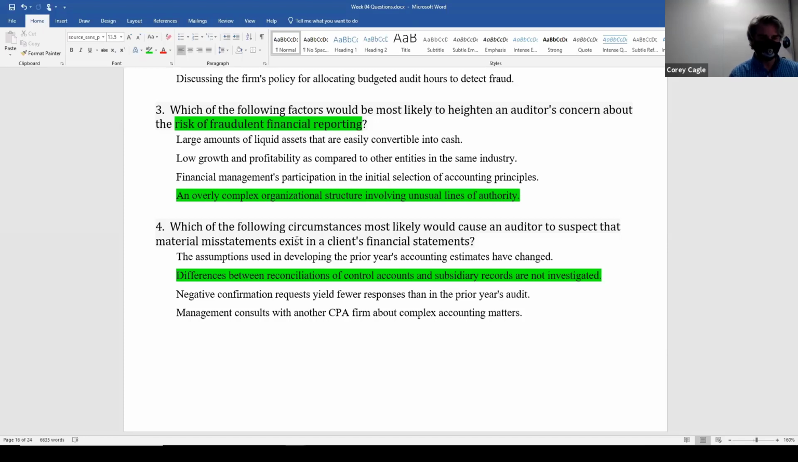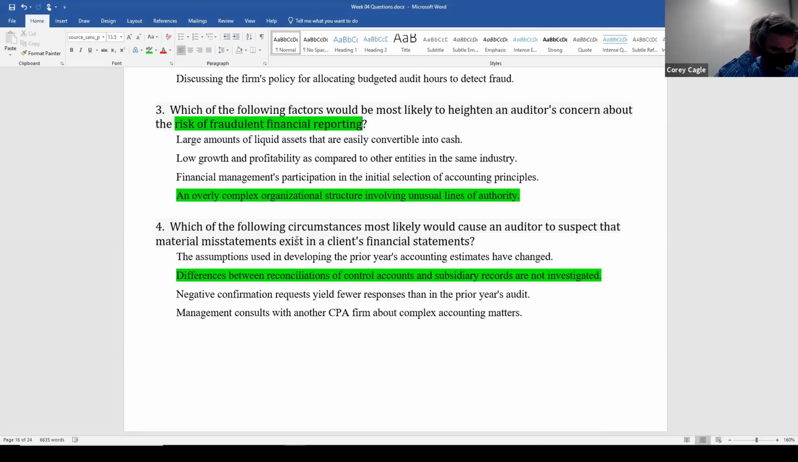The opposite would be a threat. High growth and profitability would be a red flag more than low growth and profitability. They tend to overstate things, right? Or if they've had growth year to year to year, that creates an incentive to continue showing that growth. You don't want to show a slowdown of that growth, right? So they may have that incentive to keep showing it. But low growth and profitability, that's not going to heighten our concern.